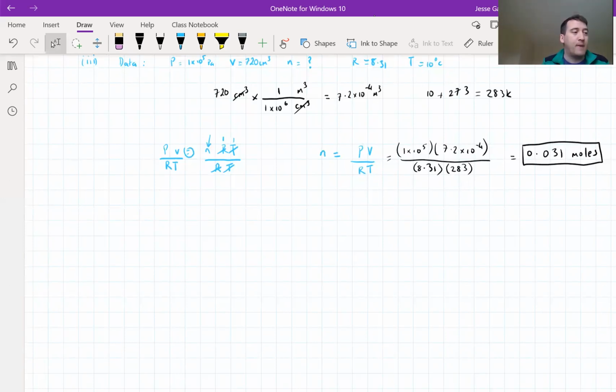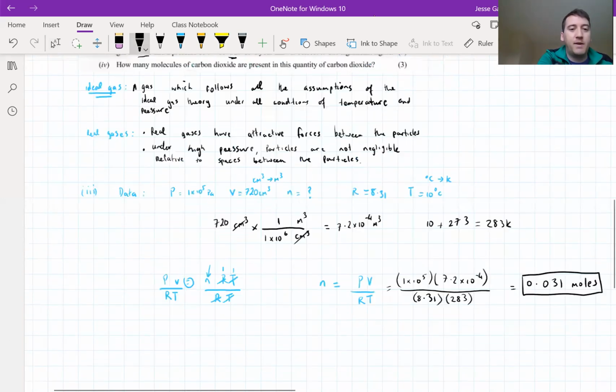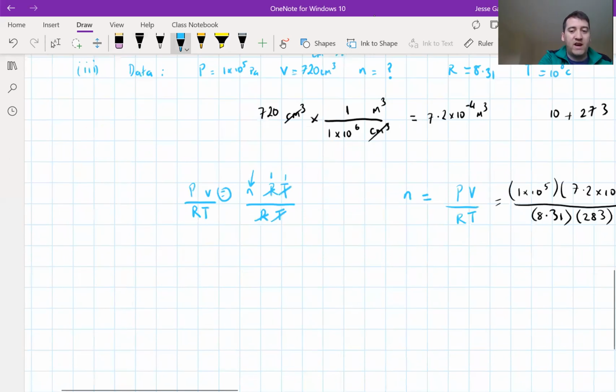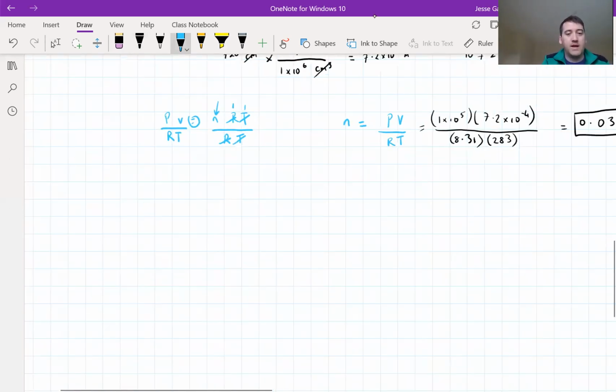That's the point. All right, the last bit, there is another piece of this question. Be careful. It says how many molecules. We just found out how many moles of carbon dioxide. How many molecules of carbon dioxide are present in this quantity of carbon dioxide? So we have moles and we want to find out how many molecules that is. So what we're going to do is pause the video and do that moles to molecules conversion.